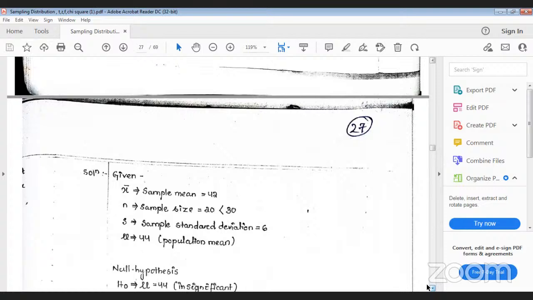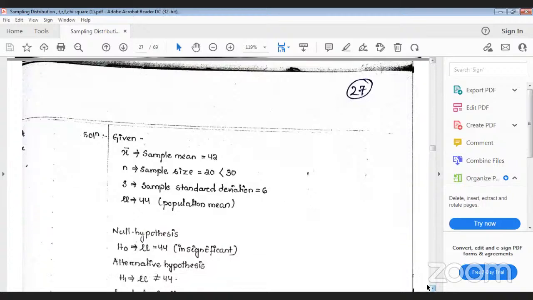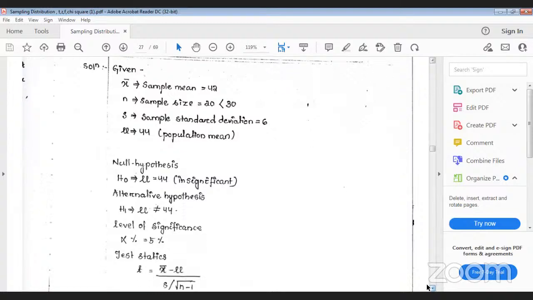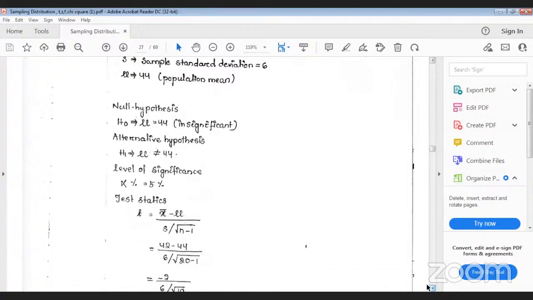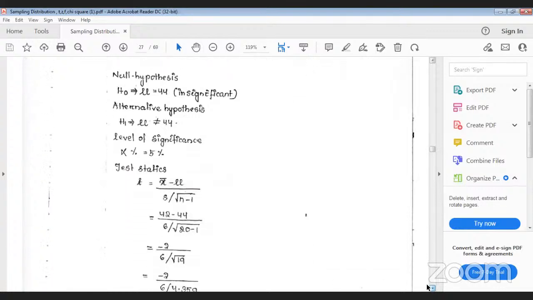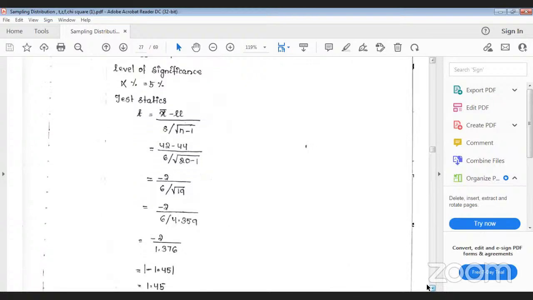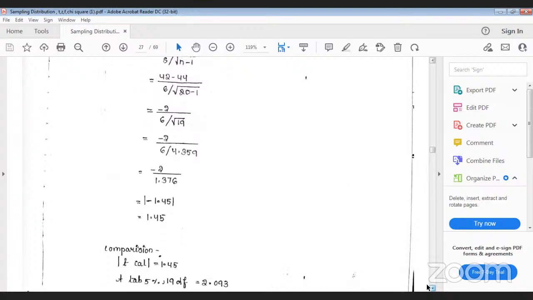X bar is equal to sample mean 42, sample size 20, sample standard deviation 6, and population mean is 44. Then null hypothesis: mu is equal to 44. Then alternative hypothesis: mu not equal to 44, level of significance 5%. Test statistic t is equal to x bar minus mu divided by s over root of n minus 1, since the population standard deviation is not given, so you take the sample standard deviation. So you will get minus 1.45, and the modulus value of minus 1.45 is 1.45.